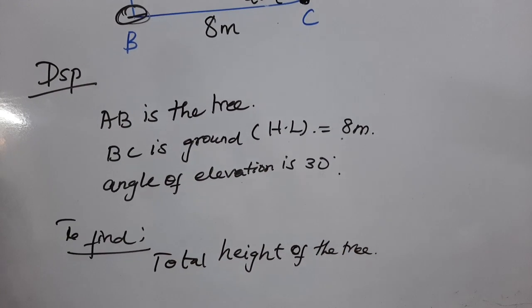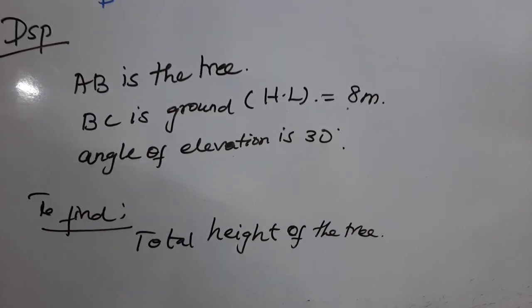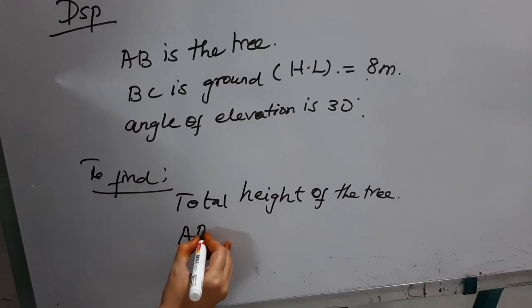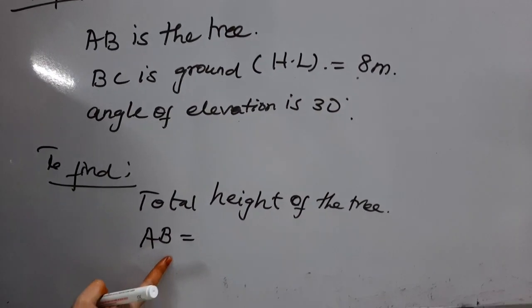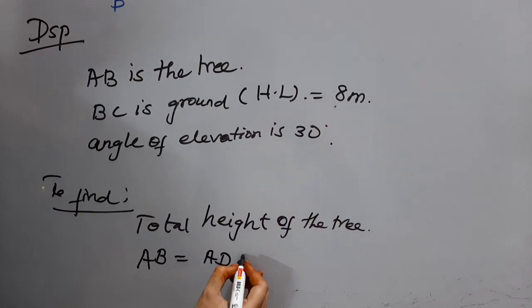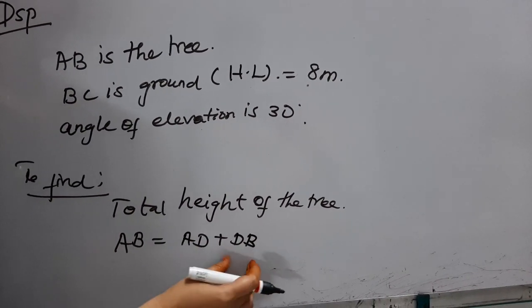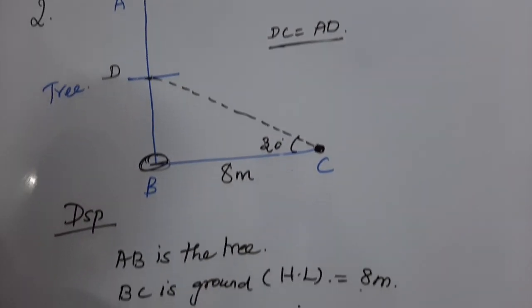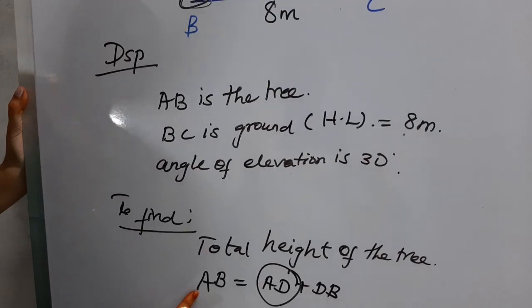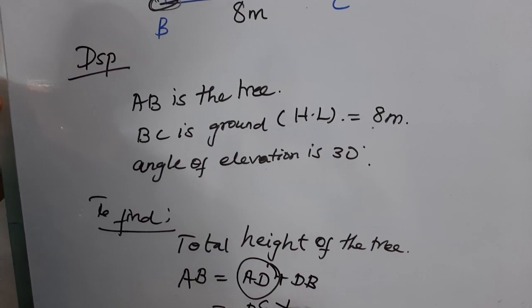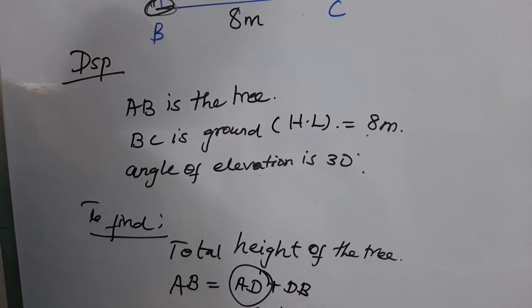The total height of the tree is not DB and it is not DC also. The total height of the tree is AB. Here we are dividing the total height AB as AD, which is the broken and bent part, plus DB, which is standing erect on the ground. Now here I told you AD is equal to AC. So the total height of the tree AB is equal to the length of the side DC of the triangle plus length of the side DB of the triangle.